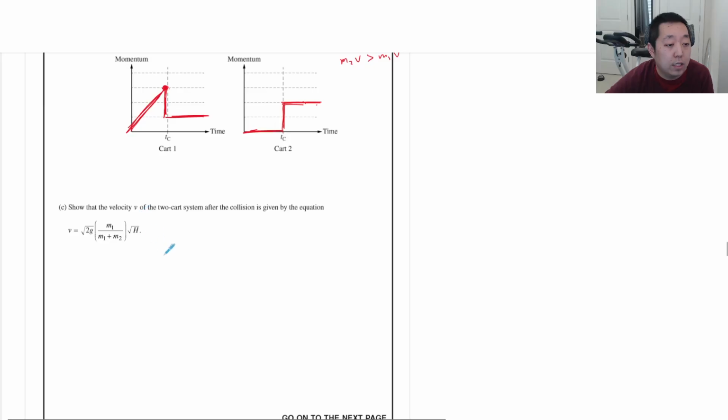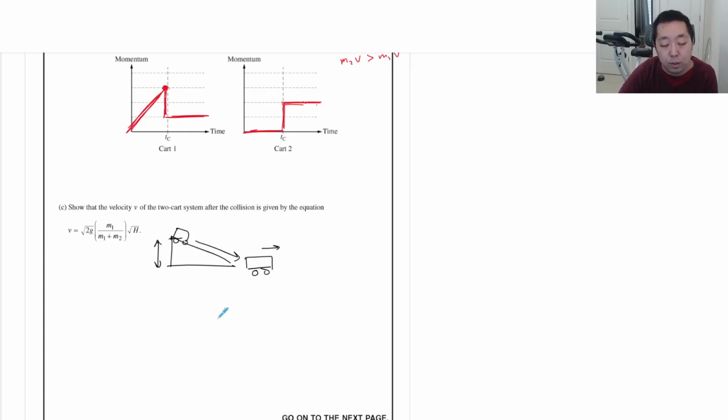All right, show that the velocity of the two-cart system after the collision is given by this equation. So when cart 1 is going down the incline, first m1 has to gain kinetic energy as it's falling that distance h. So the first thing I want to figure out is how fast cart 1 is moving before it collides. Well, here you could just do m1gh equals 1/2 m1 v1 squared, and the m1's cancel, and you can find v1 is the square root of 2gh. Okay, that's step 1, to find the energy. So that's what v1 is right here.